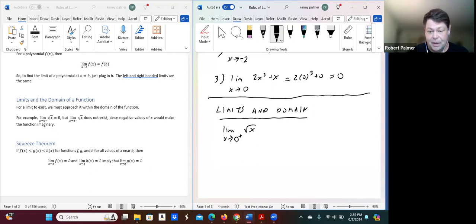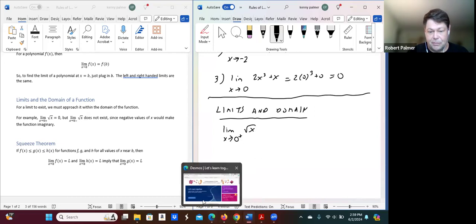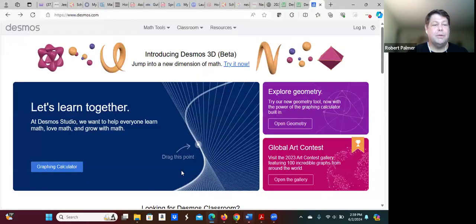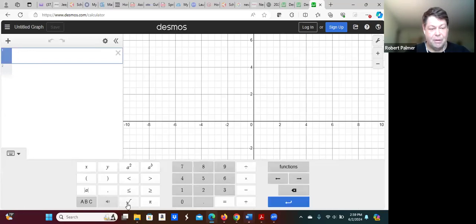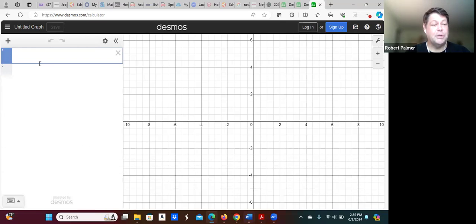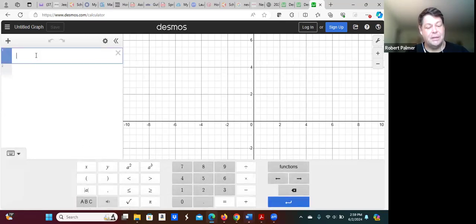Desmos. So remember, desmos.com. Let's go to graphing. Now, if I'm going to graph a square root function, if you go down here to the functions, there is a square root right here. Actually, the easy way to do a square root is just type in SQRT, and then x. Of course, that's our graph.